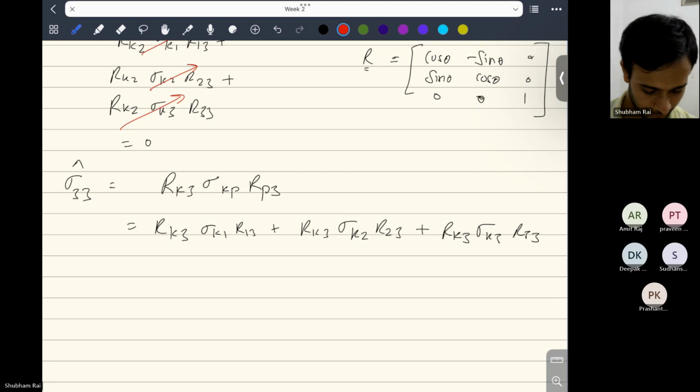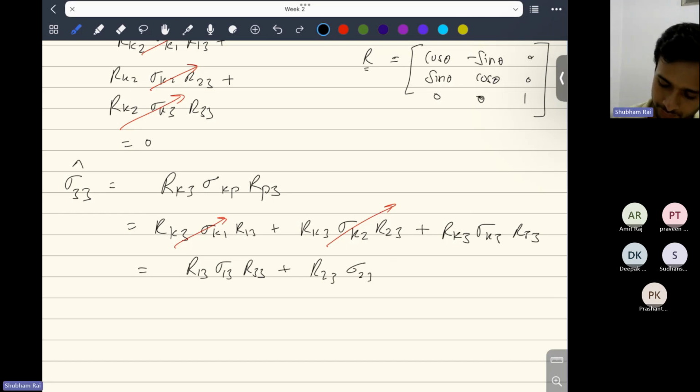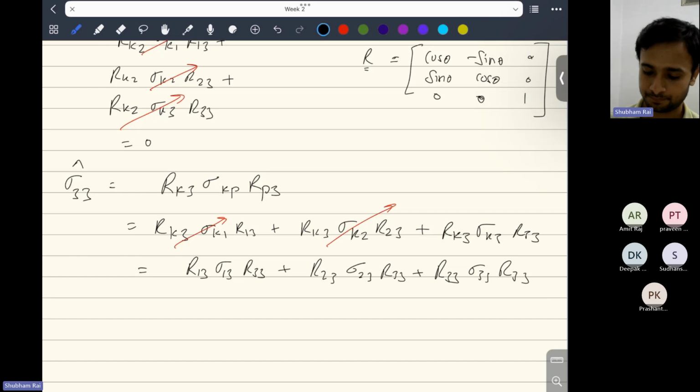R13 is 0, so this is going to vanish. R23 is 0, this is also going to vanish. Now let's expand the last term about K. So for K equal to 1, R13 sigma_13 R33, plus K equal to 2, R23 sigma_23 R33, plus K equal to 3, R33 sigma_33 R33. Right. So this is going to vanish because R13 is 0, R23 is 0, and R33 is 1. So this is going to be equal to sigma_33.